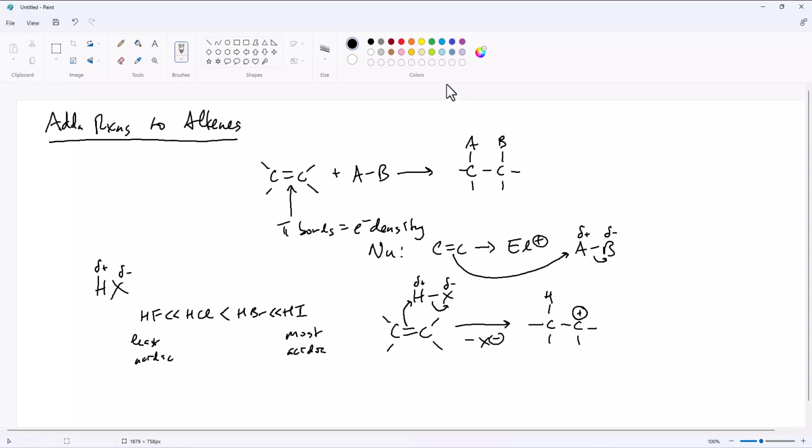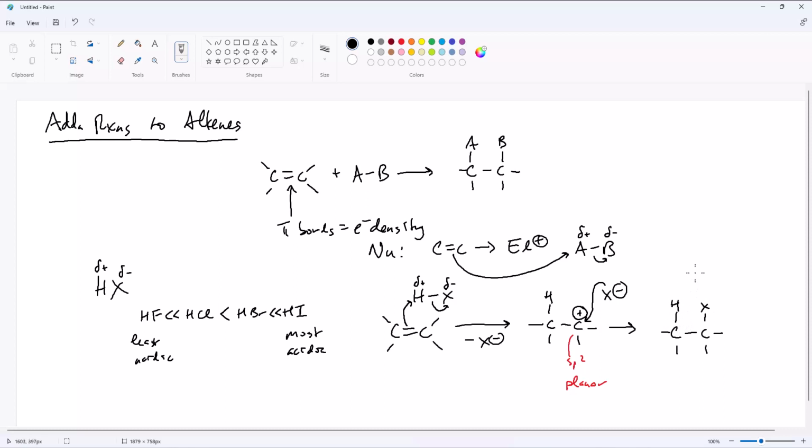This carbocation intermediate, like we saw in the past, is sp2 hybridized, and it's planar. That means we can have attack from either face of the trigonal planar carbocation. Then in the final step, X minus attacks the carbocation, having a net result of adding HX across the double bond. So the alkene has been reduced to a single bond, and we have addition of HX across.